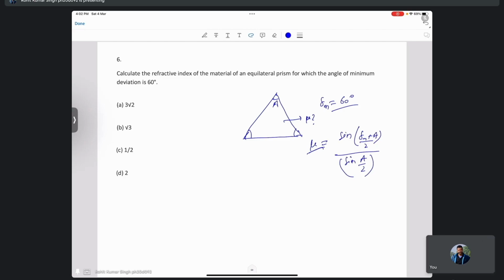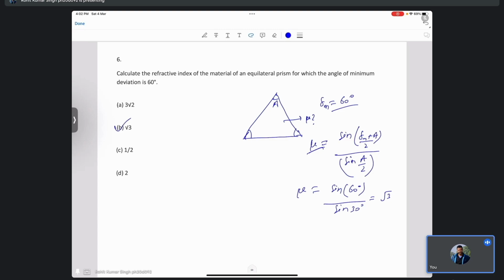A is 60, yeah, simple, right? Because it's an equilateral triangle, all the angles are 60 degrees. So just put everything: sine of (60 plus 60)/2, that is 120 by 2 = 60 degrees, divided by sine of 60 by 2, sine 30 degrees. It will be under root 3. Yes, under root 3 by 2, that will get cancelled. So this is the correct answer.